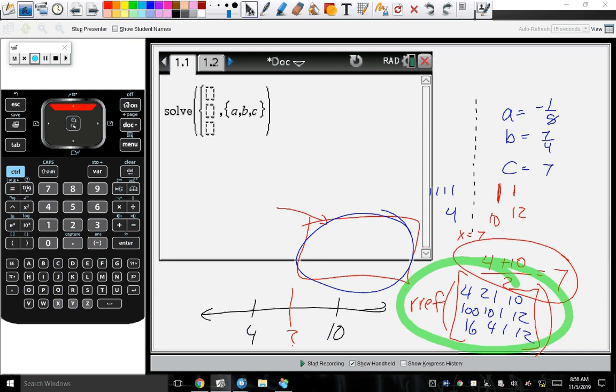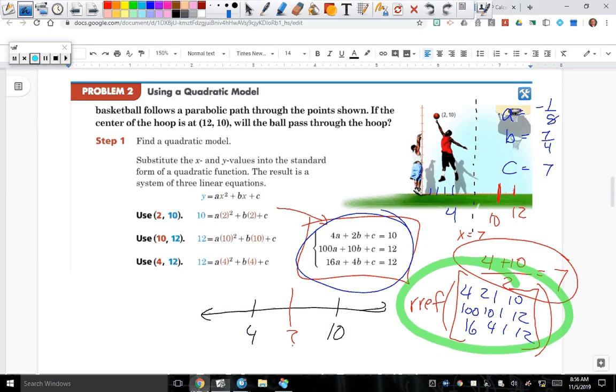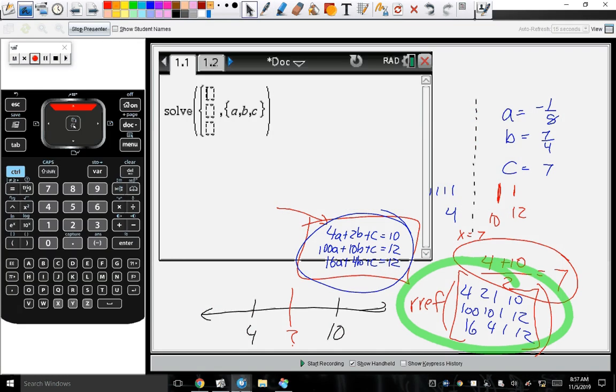And then I'm going to go over here, and this equation that I had from before, 4A plus 2B plus C is equal to 10. This 100A plus 10B plus C is equal to 12. And this 16A plus 4B plus C is equal to 12. I'm going to put that into the calculator like this. So 4A plus 2B plus C is equal to 10.